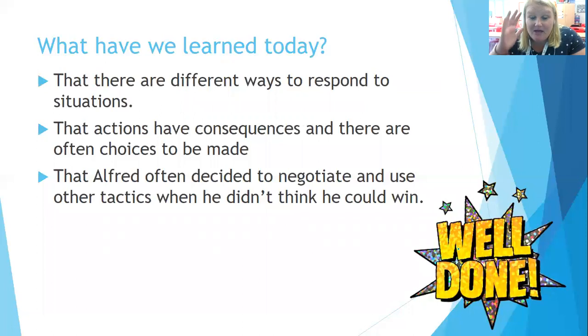Okay, so I had to think quite hard today. You had to think really carefully about what Alfred was doing and the choices he would make. So you've learned that there are different ways to respond to situations, and that some Saxon kings responded with violence, and others, like Alfred, negotiated or paid people off, even though he had won battles in the past. You've learned that actions have consequences, and there are often choices to be made. And that Alfred often decided to negotiate and use other tactics when he didn't think he could win. He knew there was no point going into a battle that he couldn't win.